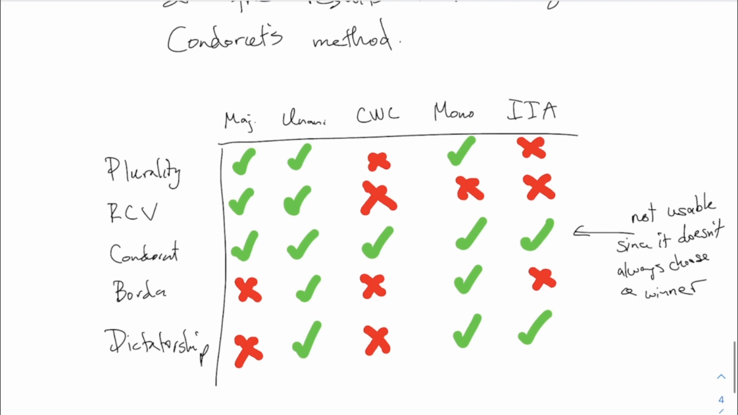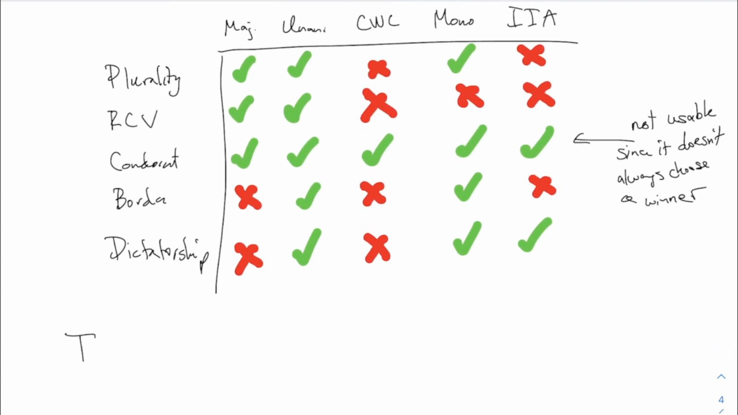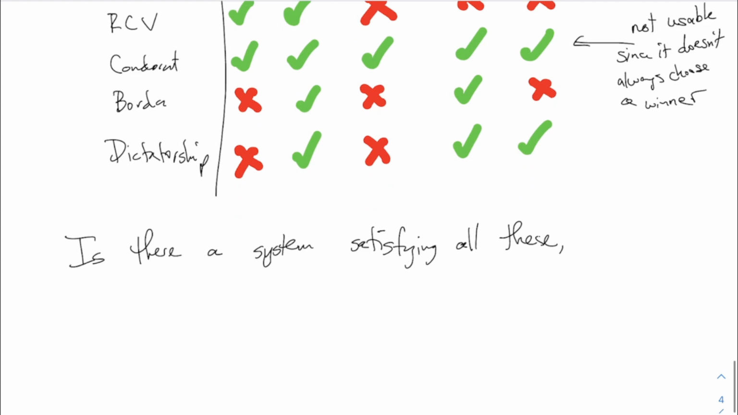The big question that we could ask ourselves is, is there some system, maybe one that we haven't discussed yet, some imaginary, really super awesome system that's not one of these apparently, but is there a system satisfying all of these properties which actually does choose a winner every time? You know, the Condorcet does, but that doesn't count. Is there a system satisfying all of these which chooses a winner every time?